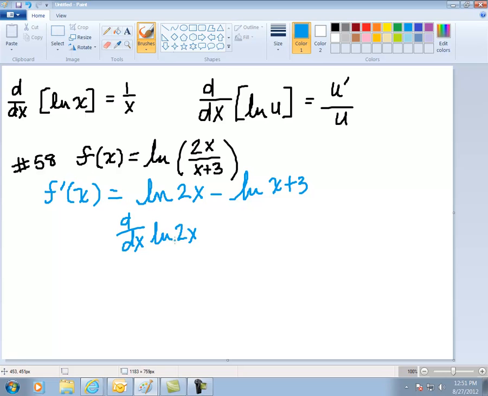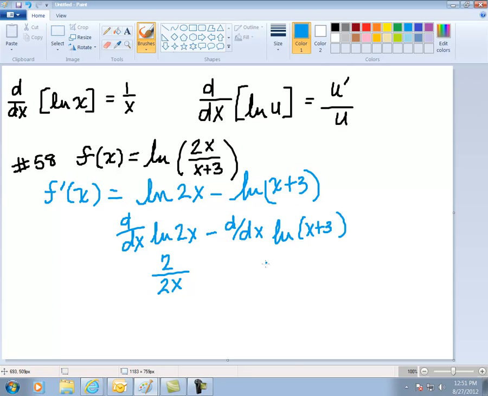Remember that the derivative of the natural log of x is simply 1 over x. And then I have to take the derivative of the 2x. So this actually becomes 2 over 2x, or look over here, the derivative of this divided by the whole thing. And then I subtract the derivative of the natural log of x plus 3.